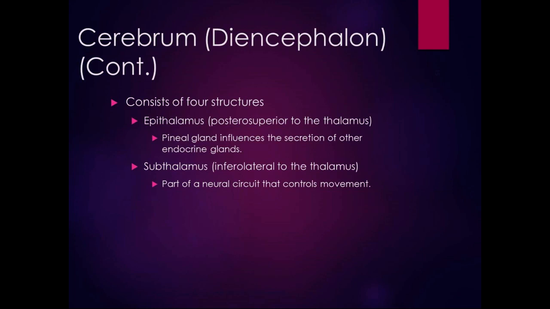The subthalamus is inferior and lateral to the thalamus. It's part of a neural circuit that controls movement. So it's part of that whole cerebellar, basal ganglia, subthalamus circuit, all of those contribute to movement control. So we have a lot of structures contributing to that because movement is important. We need to move in order to function as human beings, and so there are a lot of structures in the brain that deal with movement. And in physical therapy, movement is our bread and butter. That's what we work on in physical therapy.